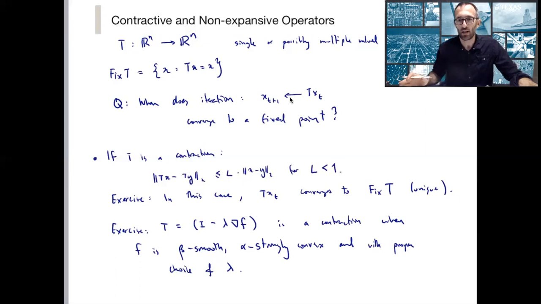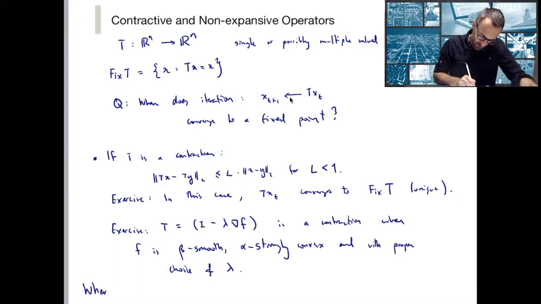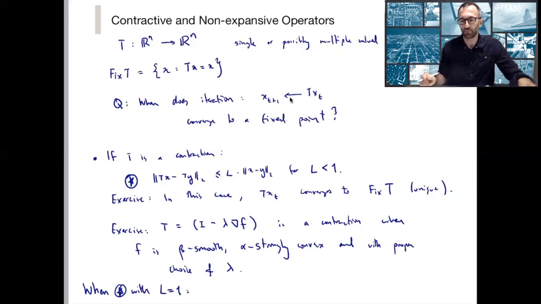But then now you'll immediately realize that many of the things that we've been talking about may not enjoy this contraction property, and in fact may just have L equals 1. So when we have property star with L equals 1, this is called non-expansive. It's saying that the norm of Tx minus Ty is not going to be more than the norm of x minus y. T is called not contractive, but non-expansive. And the question is, is this enough? Is this enough to guarantee convergence?